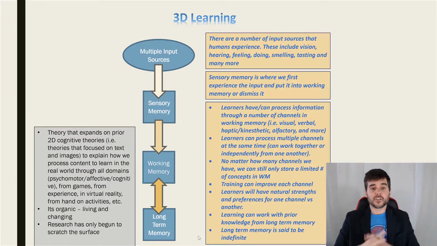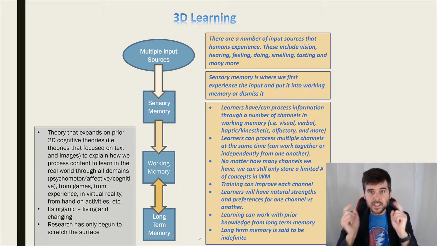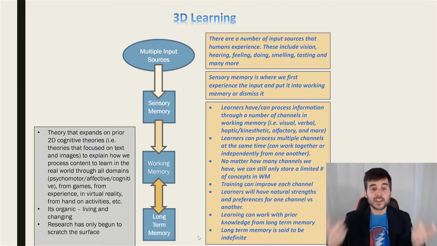So 3D learning starts with multiple input sources. There's multiple ways that we can receive information. It can be a feeling, like someone can scratch me. Our brain gets information through multiple sources, whether I'm seeing it, smelling it, tasting it. Okay, they go into my sensory memory, right? Atkinson and Shiffrin, right? This is their basic model. It goes into our sensory memory. In that sensory memory, we experience it and we decide if it's going to go into our working memory or it's just dismissed right away. This is a quick thing that happens, right?